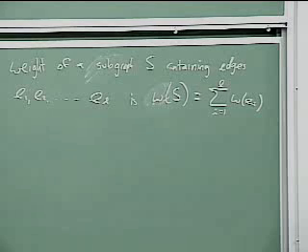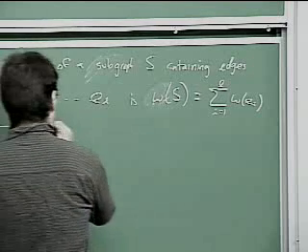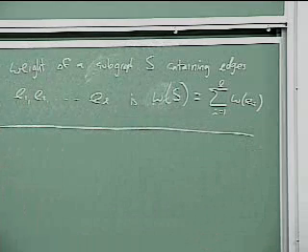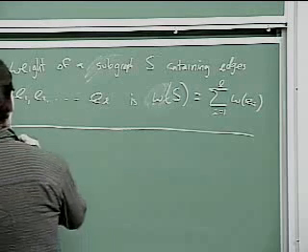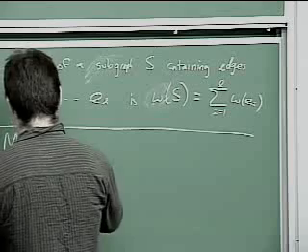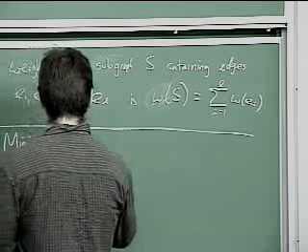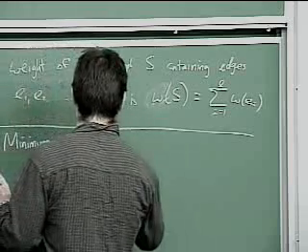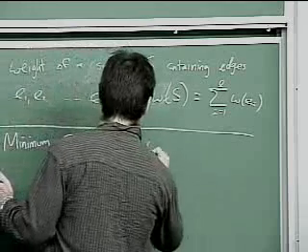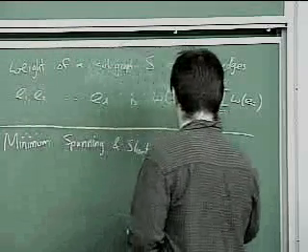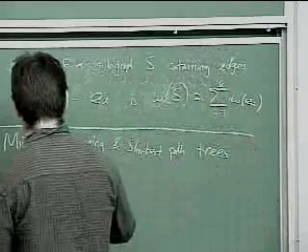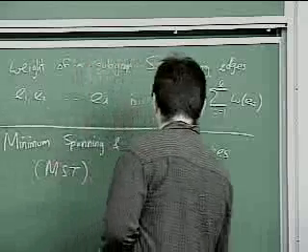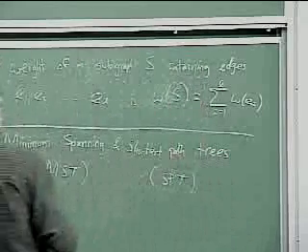Okay, so now we're ready to move on. Or I guess this notation was new, but we're gonna talk about minimum spanning trees and shortest path trees. So this is MST, and this is SPT.